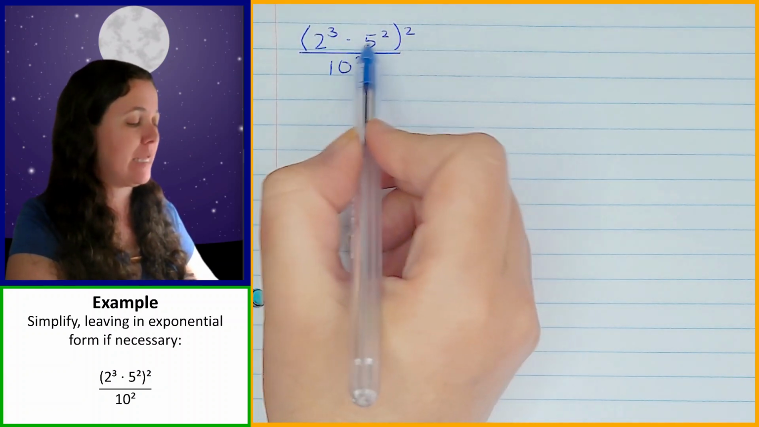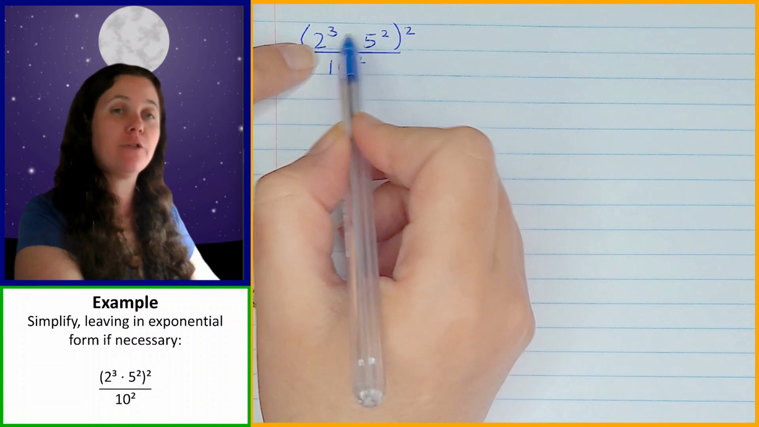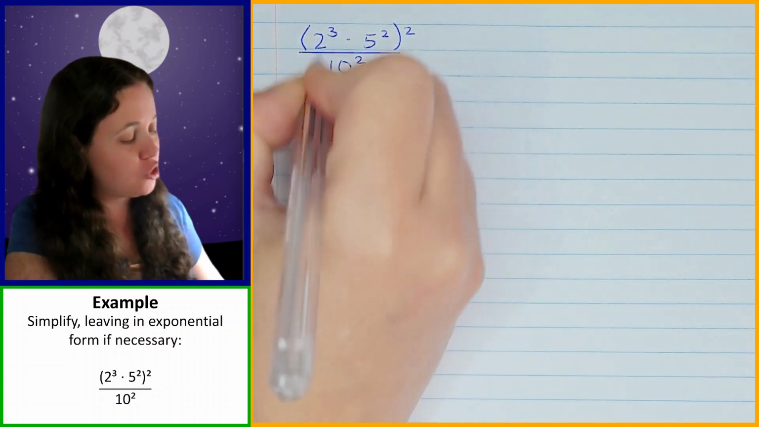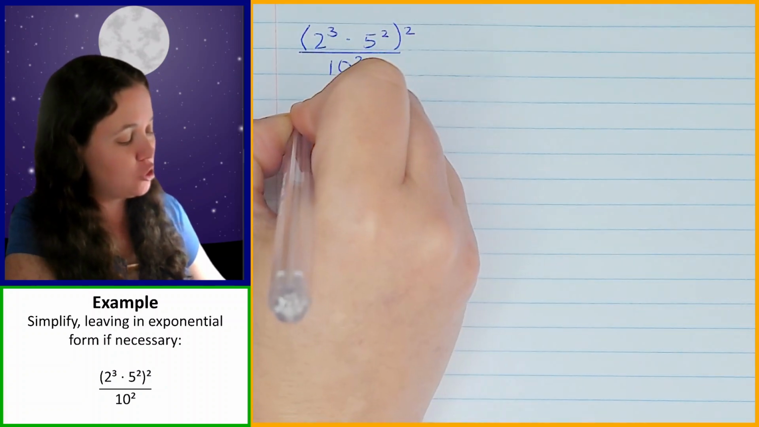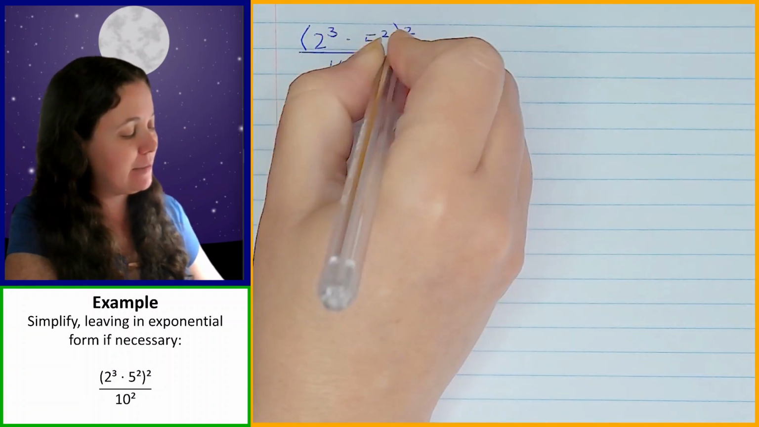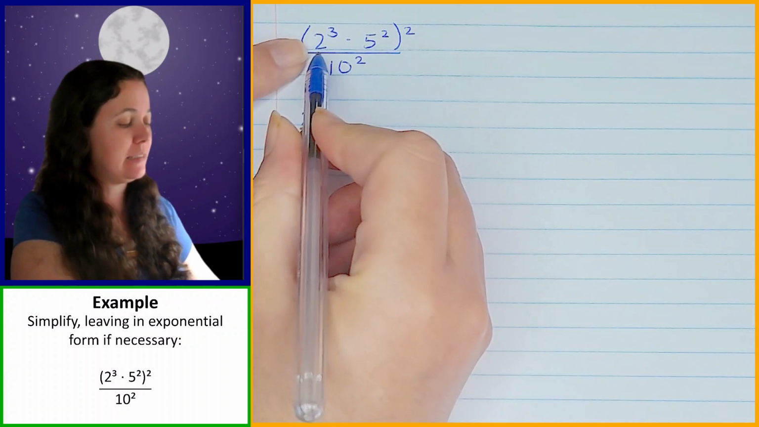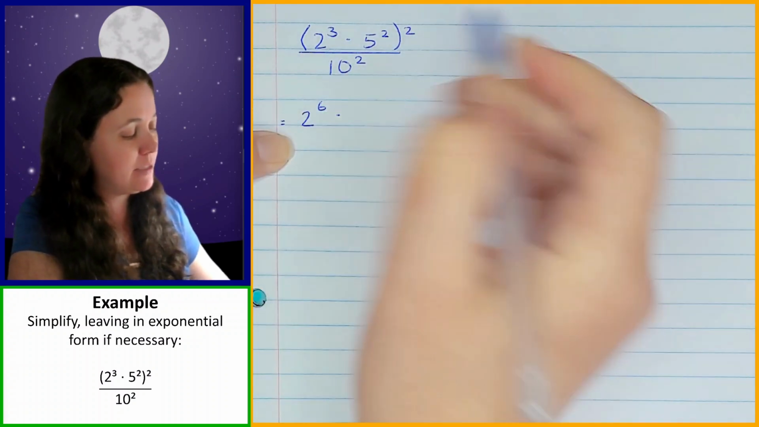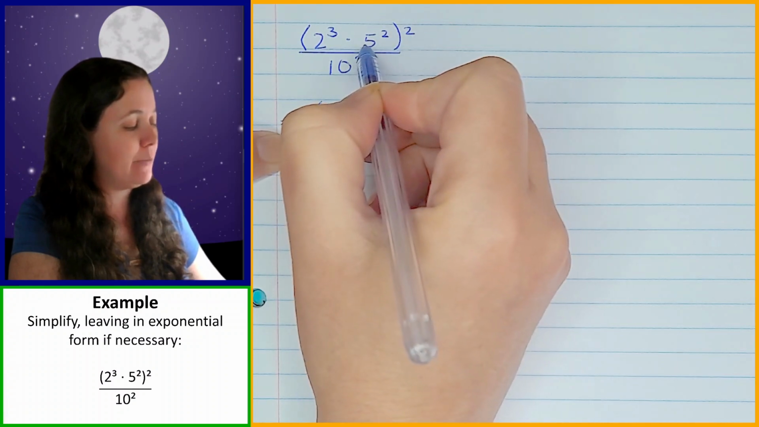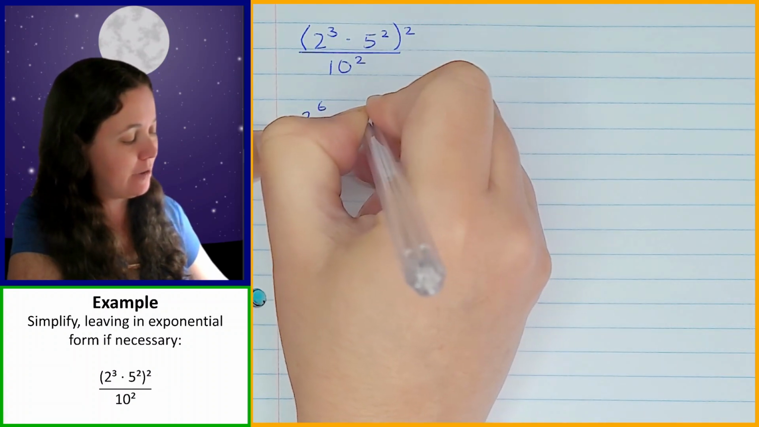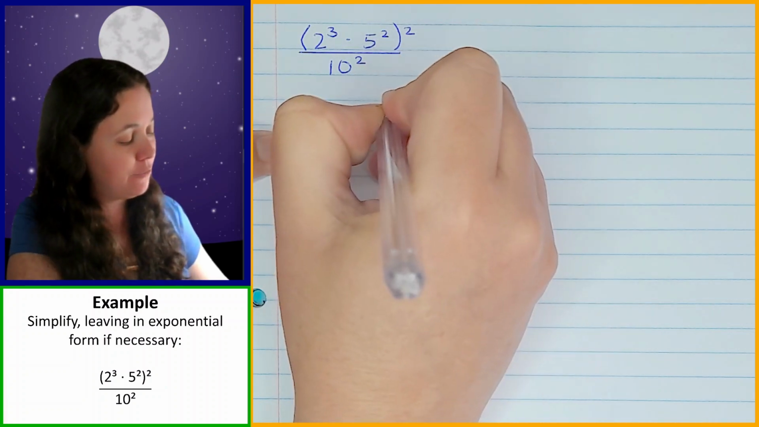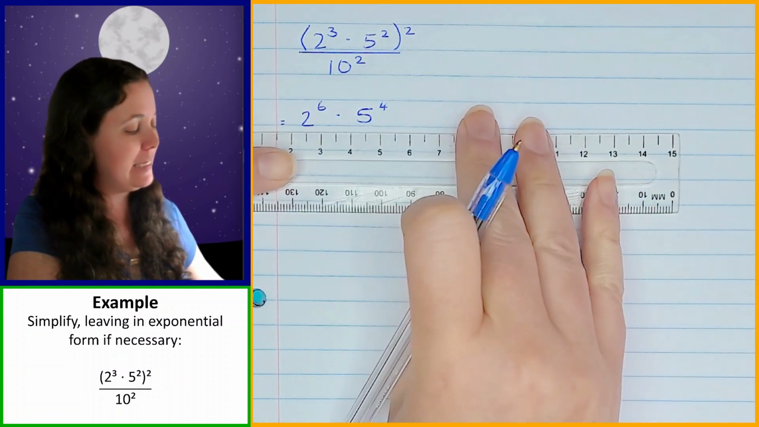So remember, we've got a product inside here, so I need to do each of the factors and raise it to the power outside. So I'm going to have 2 cubed squared is 2 to the power of 3 times 2 is 6. Remember, the base stays the same, so it stays 2, and we multiply the exponents. Then I've got times 5 squared squared. Again, the base is going to stay the same, so it's going to be 5. And the 2 and the 2 I'm going to multiply together, so that gives me 4. Okay, then that is over.